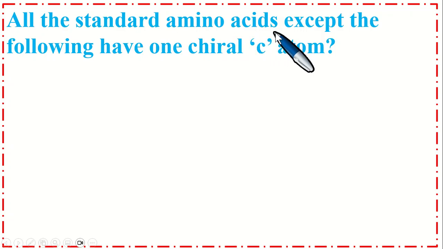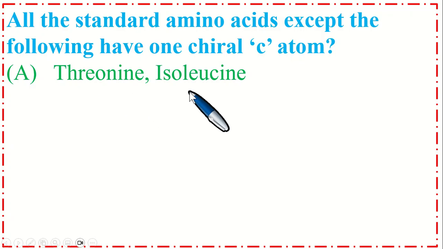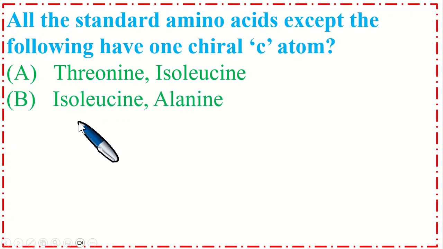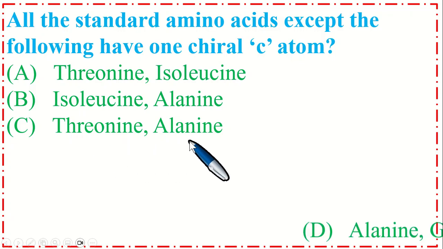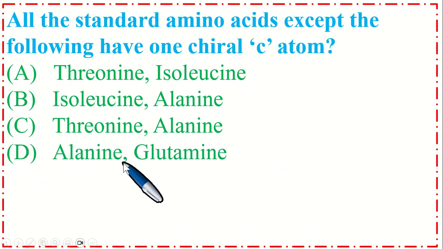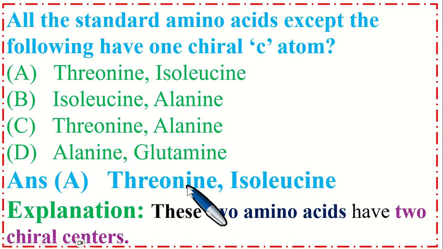All the standard amino acids except the following have one chiral C atom. Option A, threonine and isoleucine, option B, isoleucine and alanine, option C, threonine and alanine, and option D, alanine and glutamine. So the correct option is A, threonine and isoleucine. These two amino acids have two chiral centers.